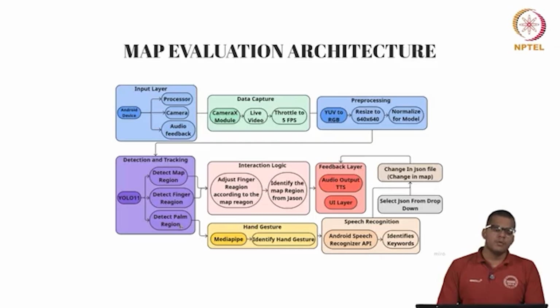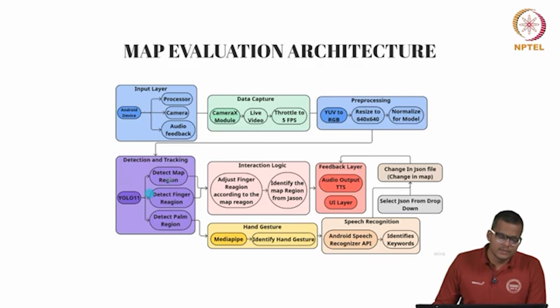Before, I told you that YOLO classifies three regions. The first one is the map region, the second one is the finger region, and the third one is the palm region. The map and finger regions are used in classifying which bounding box my finger lies in. The third region that we have classified is the palm region. That's what we are using in classifying whether the user is trying to make a hand gesture or not.